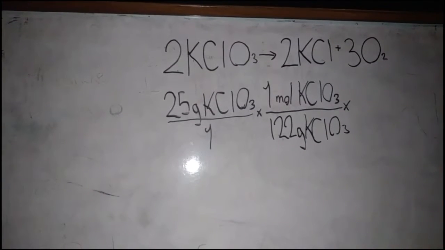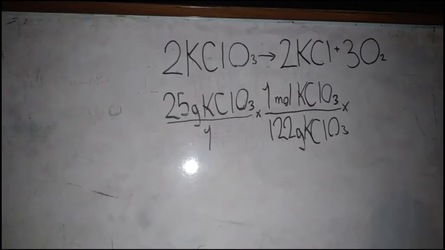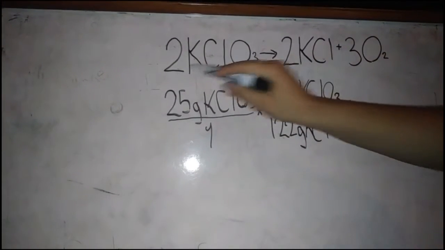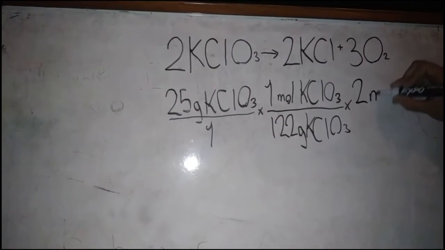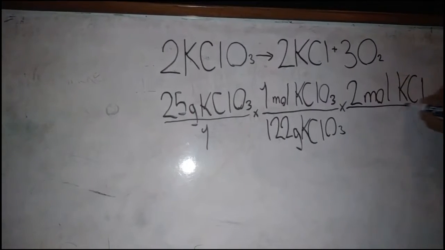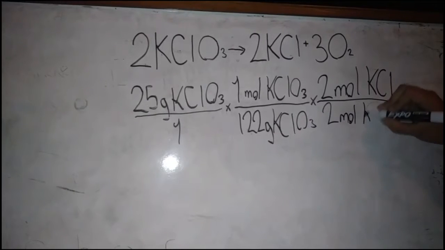Now you'll write the mole ratio, which is the ratio between the two chemical formulas. So you would know which numbers to write by just looking at the coefficient in front. So it'd be 2 moles KCl right here, 2 moles of KClO3.